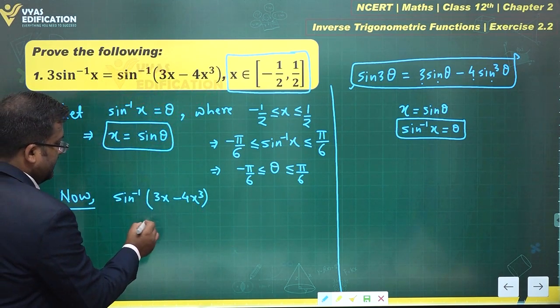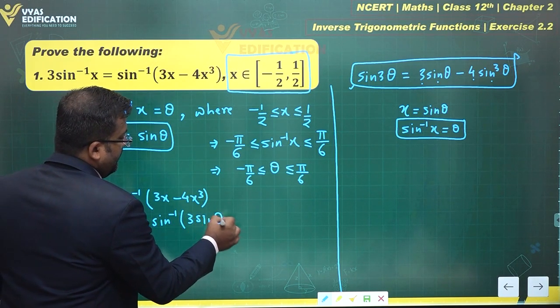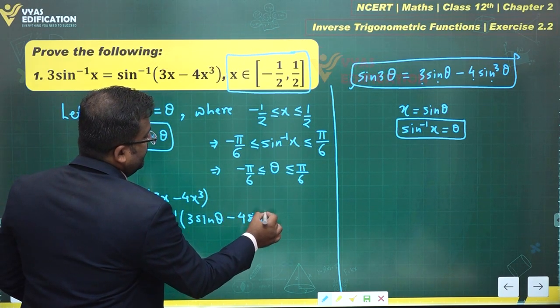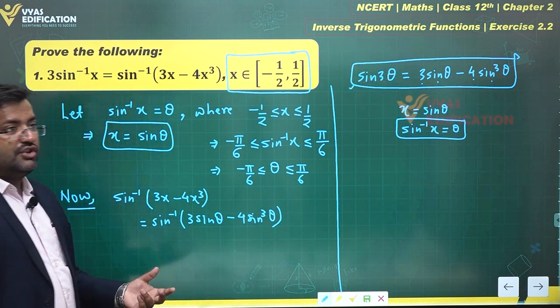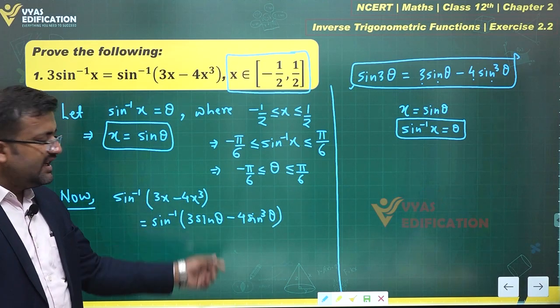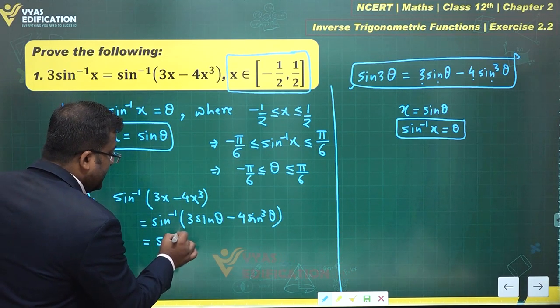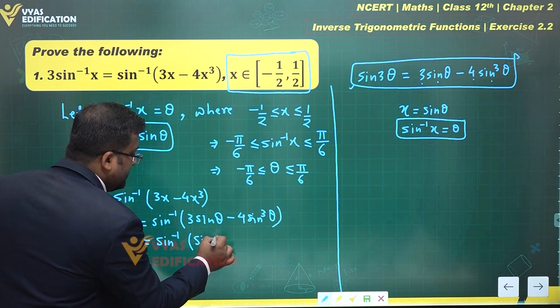Let's write it over here. This is equal to sine inverse of 3 sine theta minus 4 sine cube theta, because we've used a substitution in terms of theta, x is simply sine theta. Let's replace this x by sine theta. Benefit of this is this can be written as sine inverse sine 3 theta.